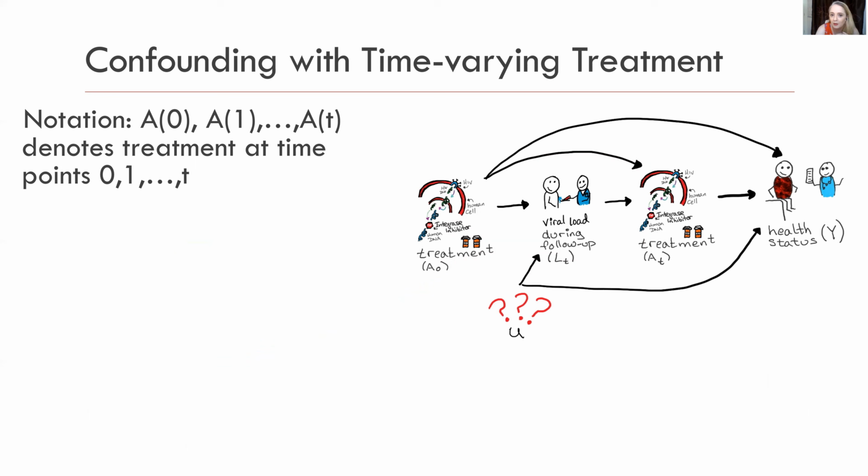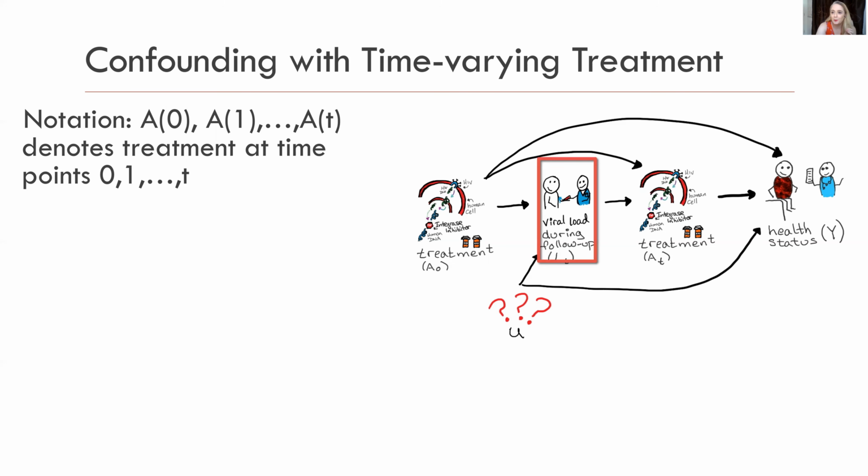Time-varying treatments are a problem whenever the treatment affects a variable like viral load during follow-up here, and that variable also affects future treatment. And the problem arises if there's any common cause between that variable and the outcome, because that makes L_T a collider. And now, even if treatment were independent of the outcome, so long as treatment affects viral load, and we're going to condition on viral load because it affects future treatment, then we have a potential induced association here.